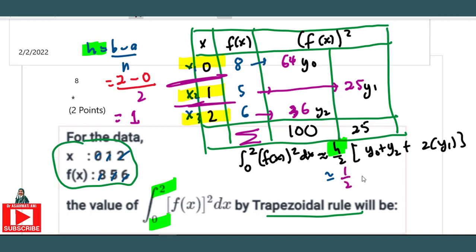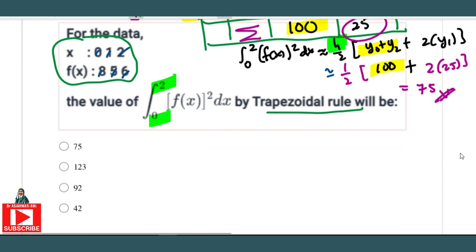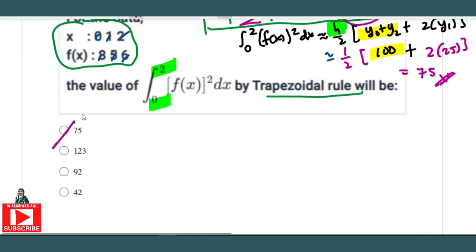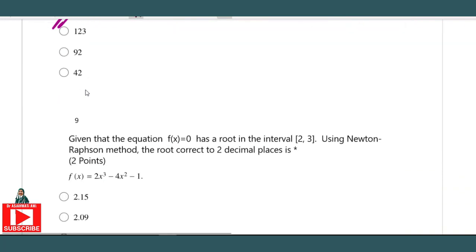So 1 over 2 times y0 plus y2, 100, plus 2 y1, which is equal to 25. Then calculate. We get 50 plus 100, 150. Divide by 2, 75. So this is the option. Settled number 8.